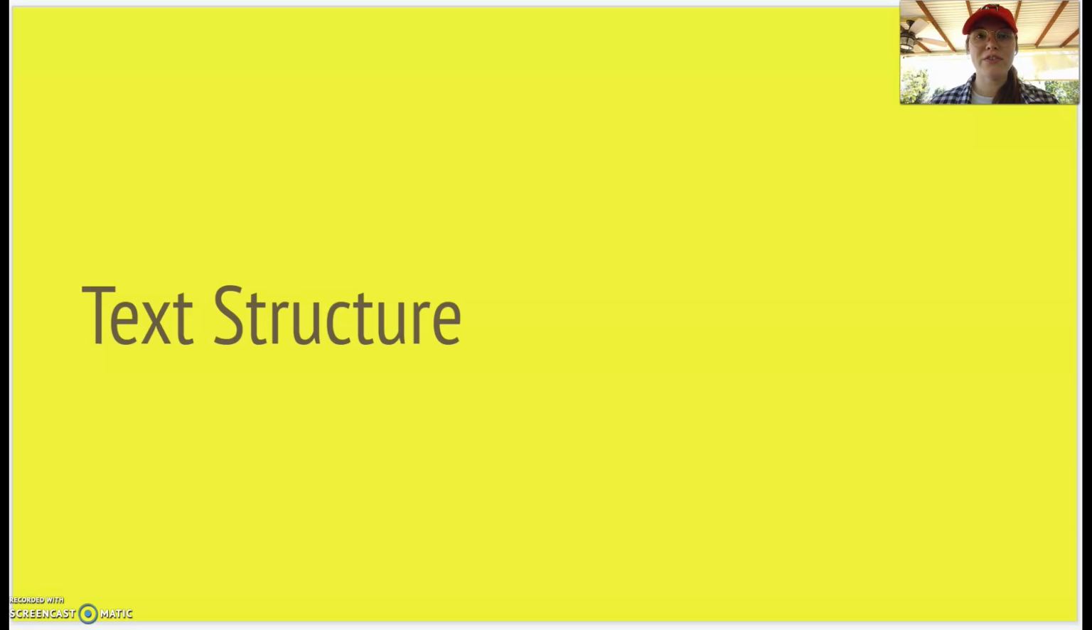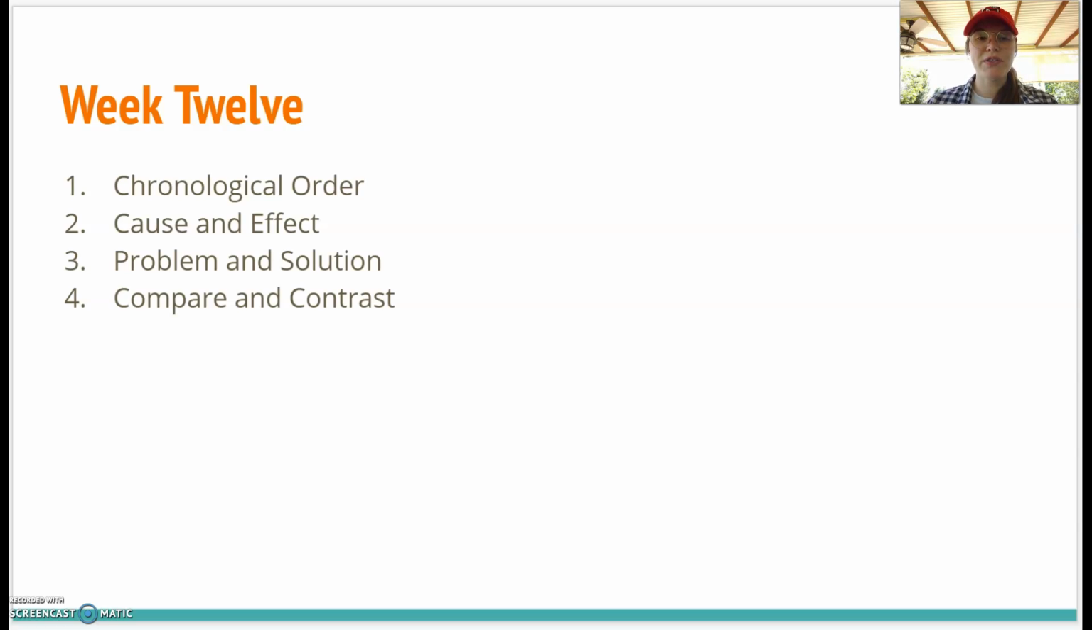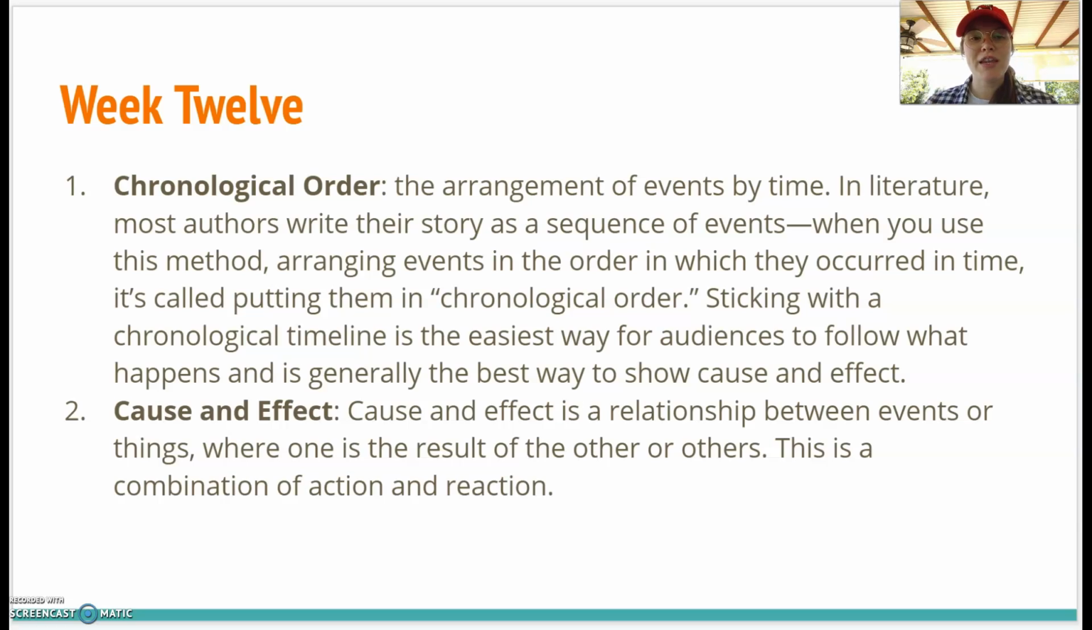Alright, next is our list for text structure. We'll be talking about chronological order, cause and effect, problem and solution, and compare and contrast. To begin, we have chronological order. This is the arrangement of events by time. In literature, most authors write their story as a sequence of events.